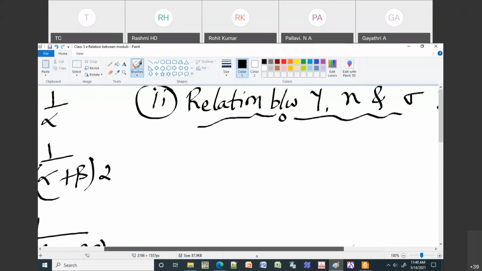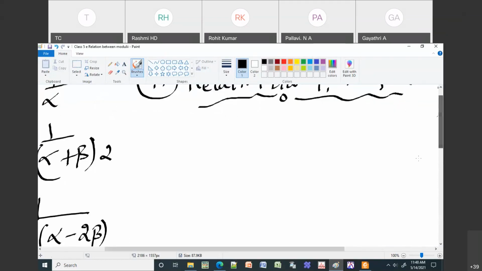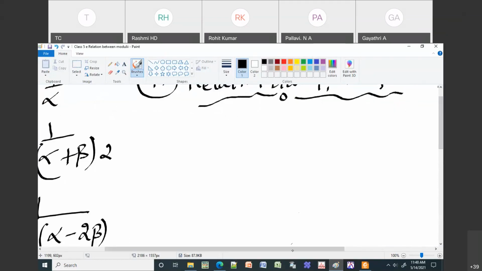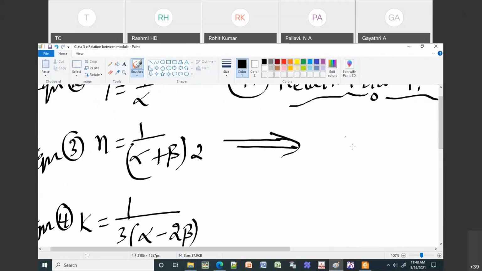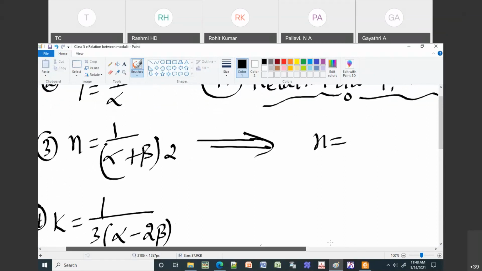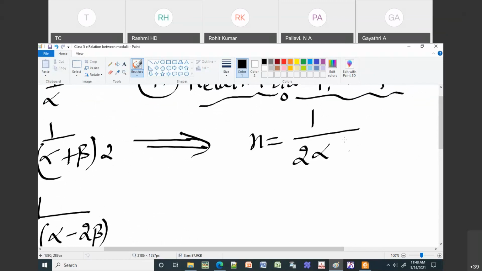So for this, you just take the equation number 3. You write this equation: n is equal to 1 by 2 into alpha. I'm going to take alpha as a common factor, and then 1 plus beta by alpha. So I just take this equation, and then I will write it like this: n is equal to 1 by 2 alpha into 1 plus beta by alpha.